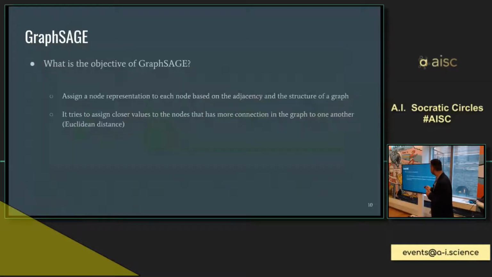Okay. Sorry. So again, to summarize where we are right now: we have a node, and we want to assign a node representation to each node based on the adjacency and the structure of the graph. That's the task that we are dealing with. It also tries to assign closer values, closer in this space. And I told you we take the distance, for example, the Euclidean, as a way of measuring closeness, for nodes that have more connections in the graph to one another. That's the whole idea: we try to assign values which are closer to each other in the Euclidean domain as a way to have a node embedding, okay?